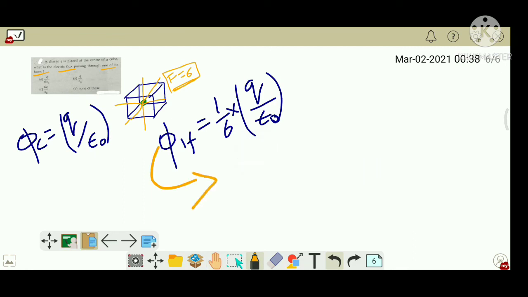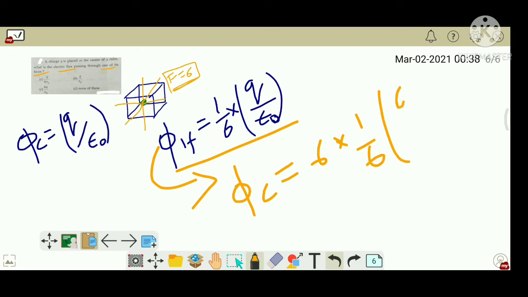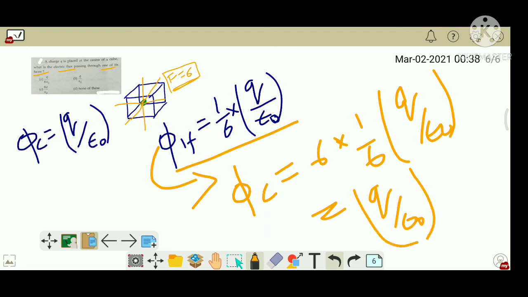I will show you, it's the flux through one face. So we have got 6 faces. If you have to find the flux through the cube, it will be 6 into 1 by 6 q by epsilon naught. So you're getting the same answer, q by epsilon naught. Okay, so the Gaussian surface was a cube. It has got 6 faces, so you can find out the flux through one face, 2 faces, 3 faces.